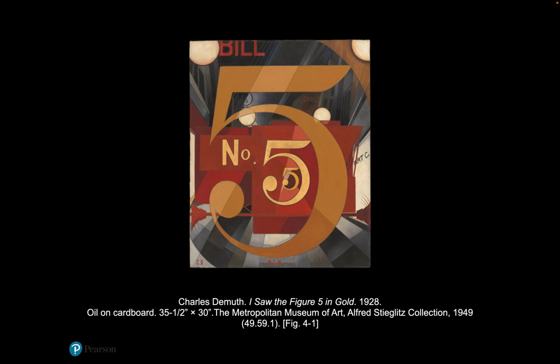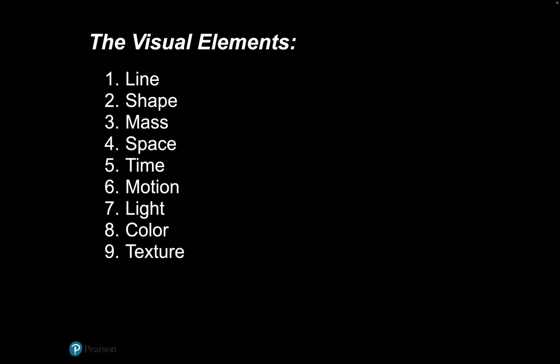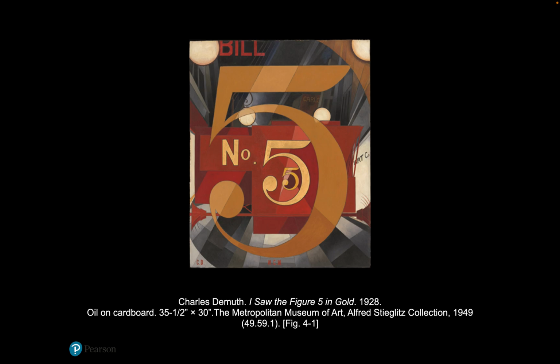Let's go back over those visual elements again to refresh ourselves: line, shape, mass, space, time, motion, light, color, and texture. Let's think about those visual elements of design. The 5 is occupying a lot of space. There is a contrast in the size of the numbers. Line is a big deal in this piece, as those diagonal lines are intersecting on a middle point, drawing our eye from the edge of the work into the center, and forcing us to follow those 5s down the middle.